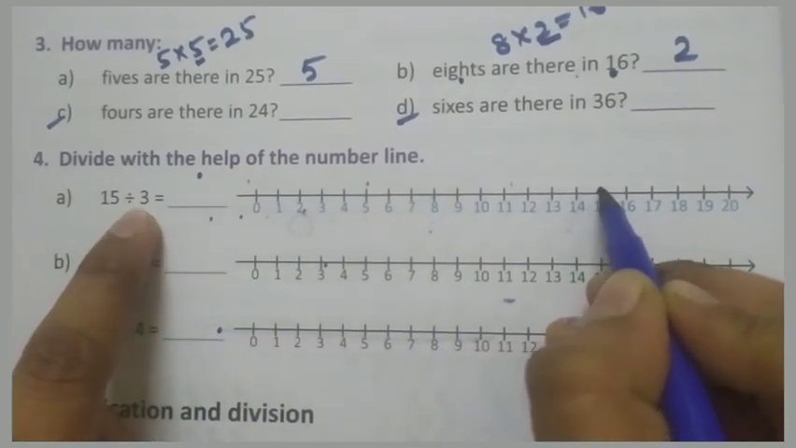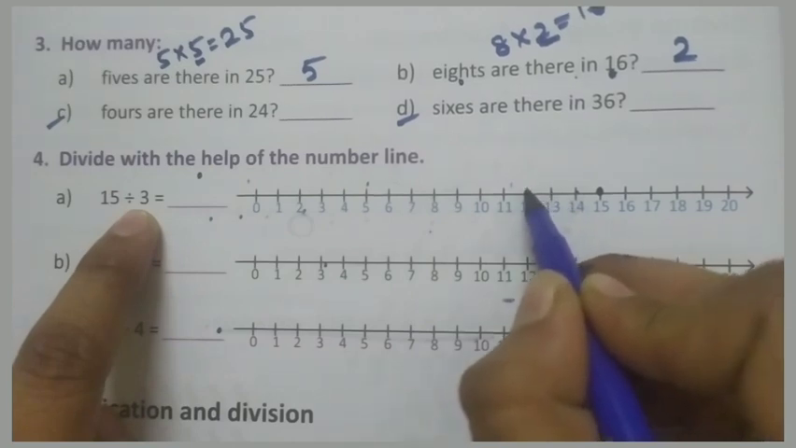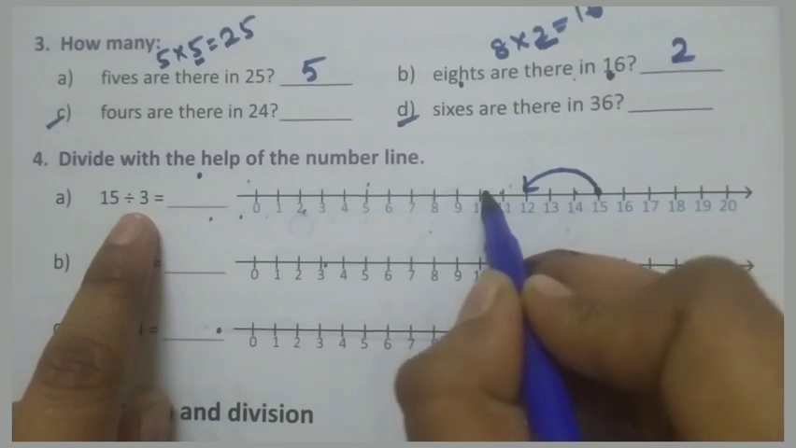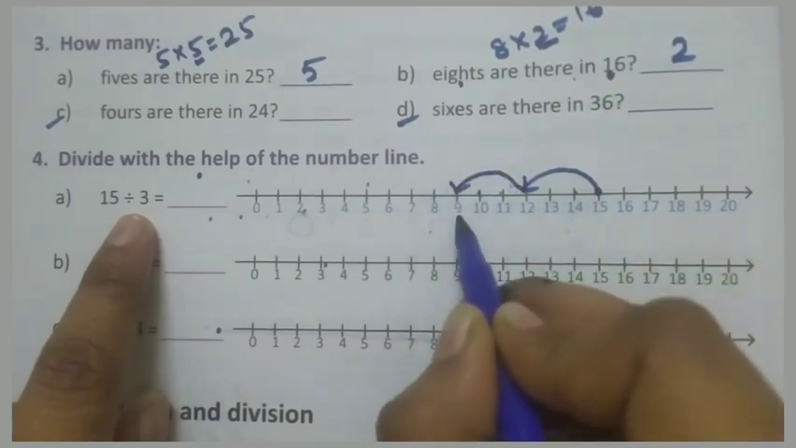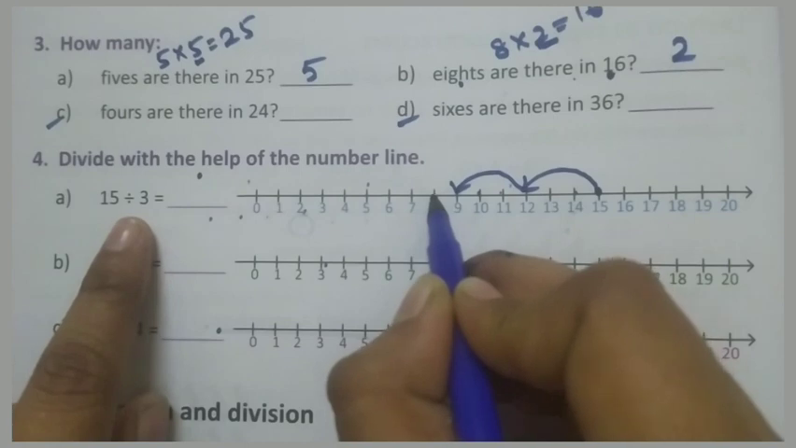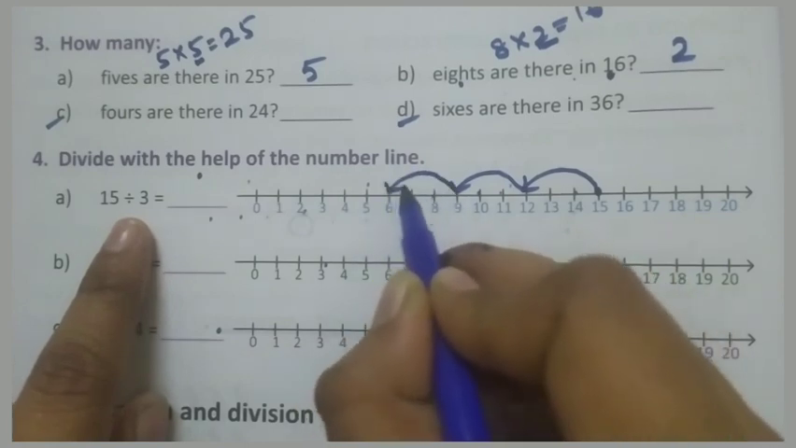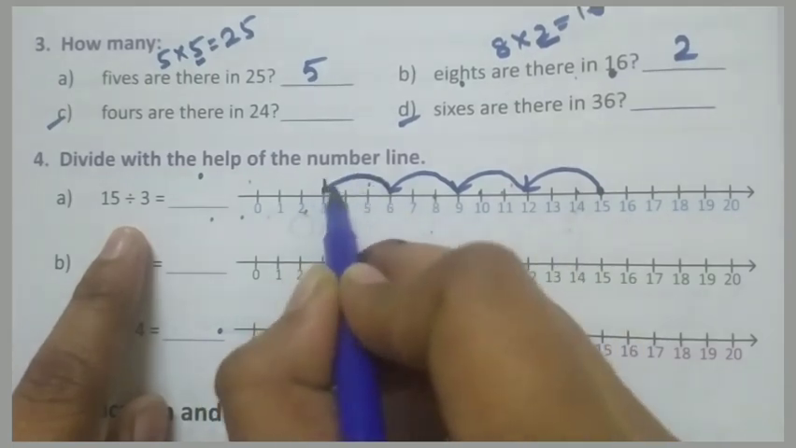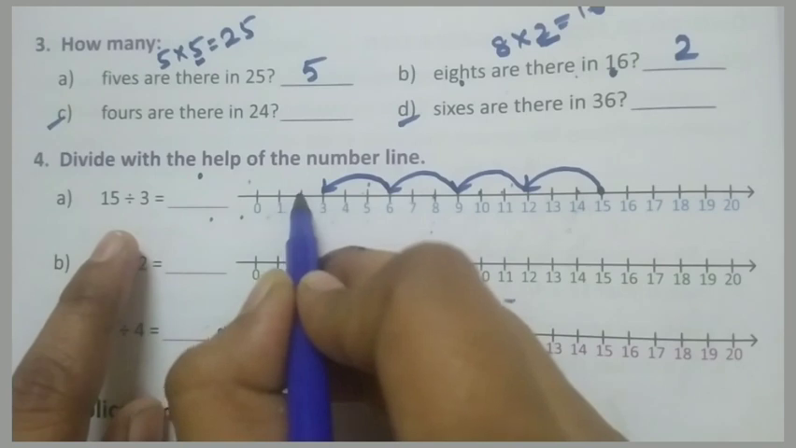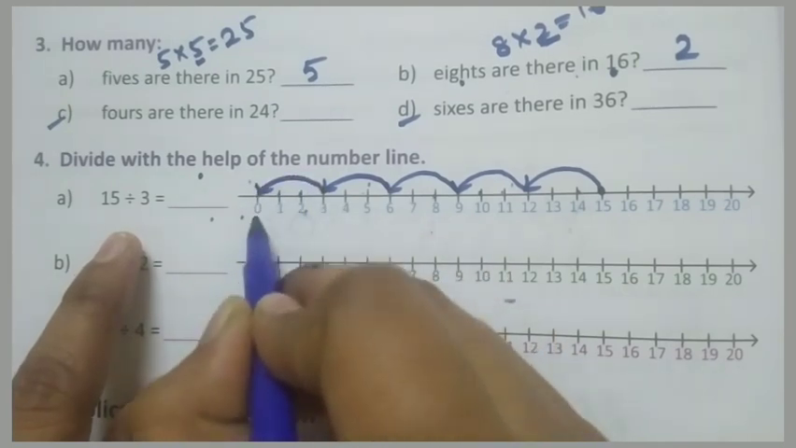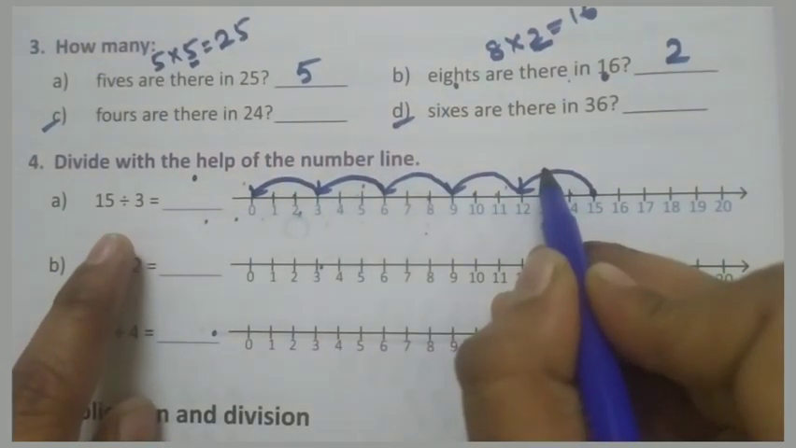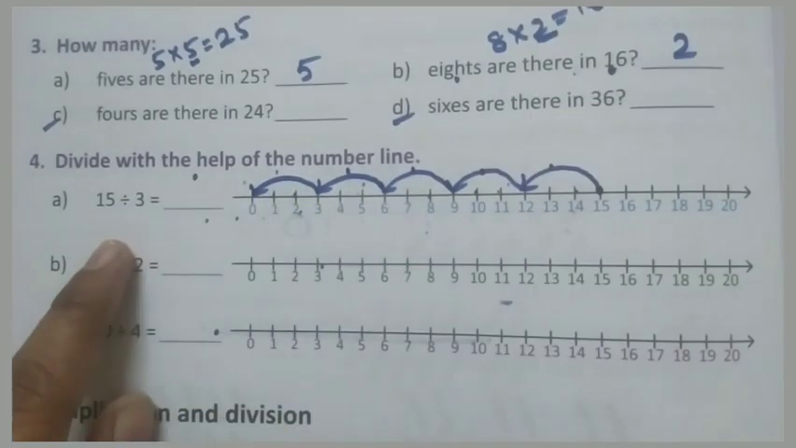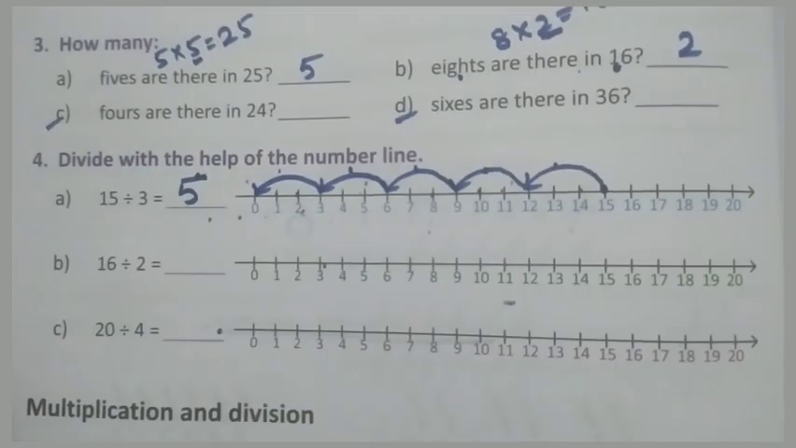From that subtract 3. 1, 2, 3. We got 12. Again subtract 3. 1, 2, 3. We got 9. Again subtract 3. 1, 2, 3. We got 6. Again subtract 3. 1, 2, 3. We got 3. Again subtract 3. 1, 2, 3. We got 0. How many times have we subtracted? 1, 2, 3, 4, 5. 5 times. So the answer is 5.